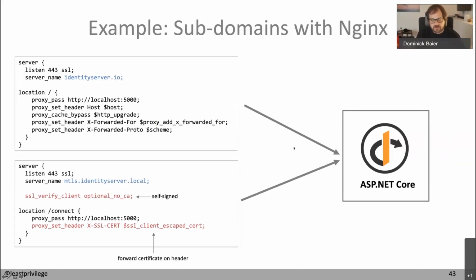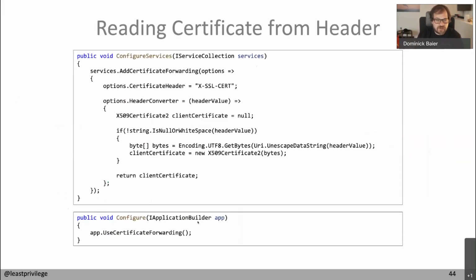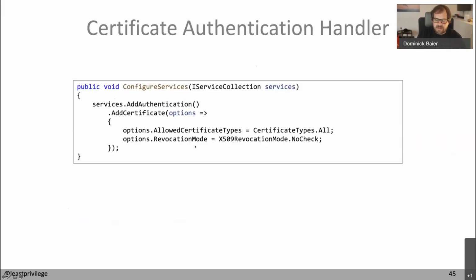On the ASP.NET Core side, you need to turn that header back into an X509 certificate. There's a built-in middleware for that, the certificate forwarding middleware. You have to tell that middleware how to turn the header back into an X509 certificate. In the case of Nginx, you URL decode the header, and that is the byte array, and that is your X509 cert. That's easy enough. Then you wire up support for X509. Again, this is all built in; it's nothing that I added to ASP.NET Core. It has all been built in since version 3.0.